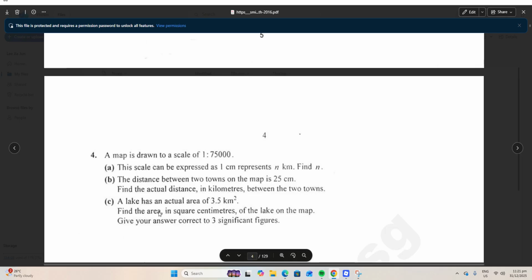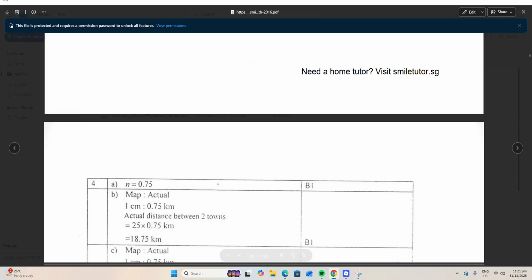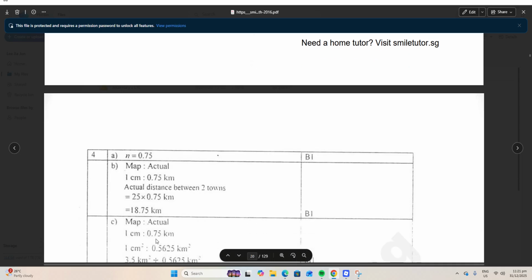A lake has an actual area of 3.5 kilometers squared. Find the area in square centimeters of the lake on the map. First of all, I want you to go over here and find, 1 cm, write out the ratio. 1 cm is to dot dot, 0.75 squared. 1 cm squared is to 0.75 squared, because the original ratio is 1 cm is to n km. Let's take a look at the original ratio. This 1 cm is 0.75 km, which is n. So now you square it, because if you're going to find the ratio of the area, you have to square it.